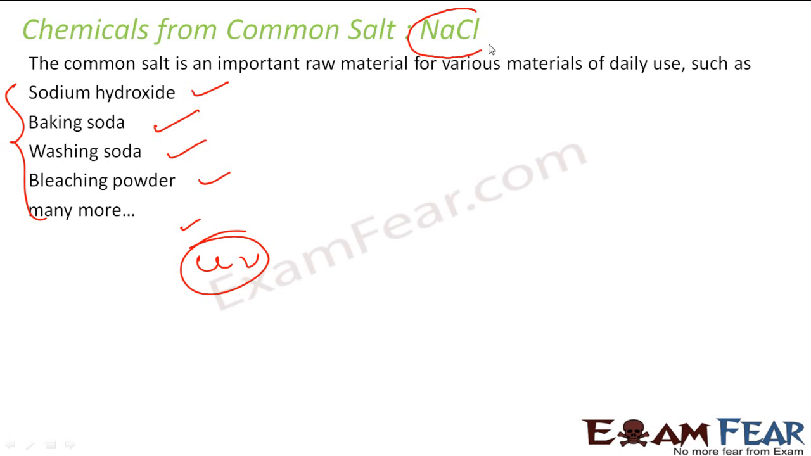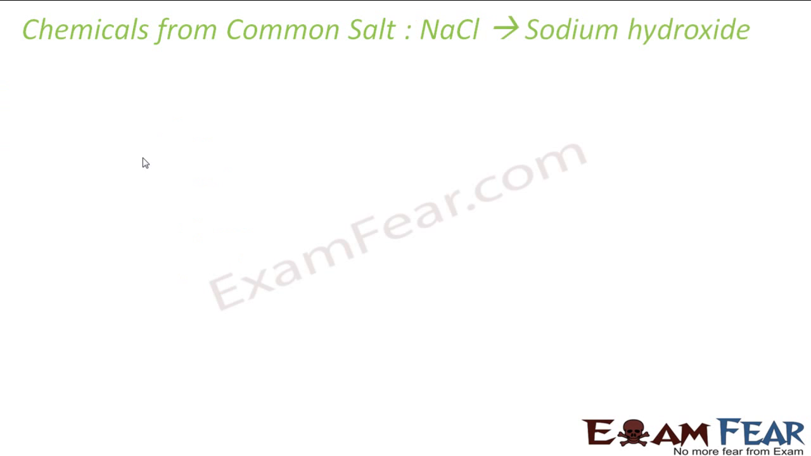So sodium chloride holds a special respect and position in our chemistry. Why? Because first thing is it is freely available and very cheap. It is generated from the ocean water. It evaporates and it gets sodium chloride. And a lot of important raw material can be obtained from this, and these raw materials are used in other materials, right? So sodium hydroxide, baking soda, washing soda, bleaching powder, and all this can be obtained using sodium chloride.